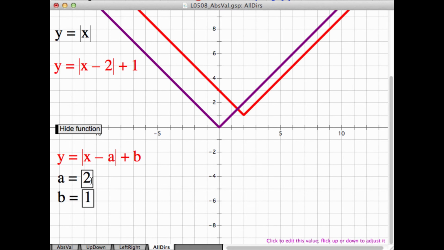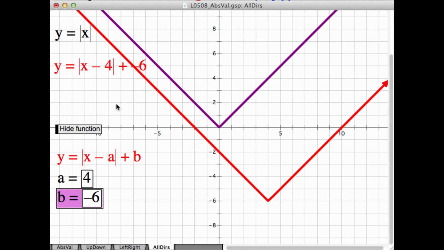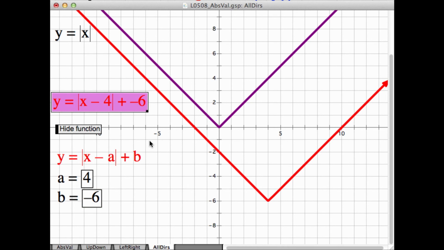Let's do a different one. Let's use a as 4 and b as negative 6. And now we see y equals the absolute value of x minus 4 plus negative 6. And in this case, the translation is 4 to the right. 1, 2, 3, 4. And 6 down. 1, 2, 3, 4, 5, 6. And that's exactly where we are.